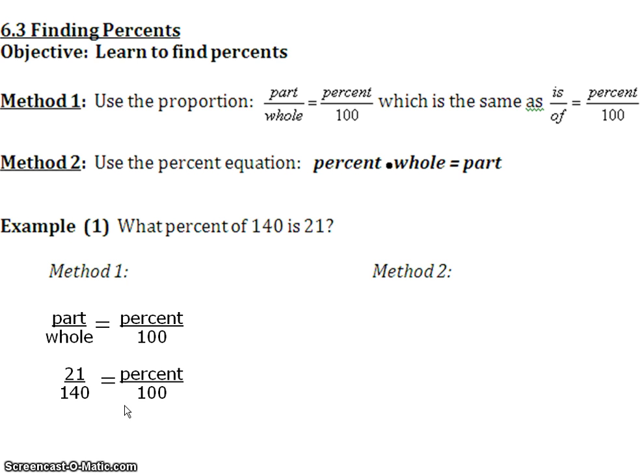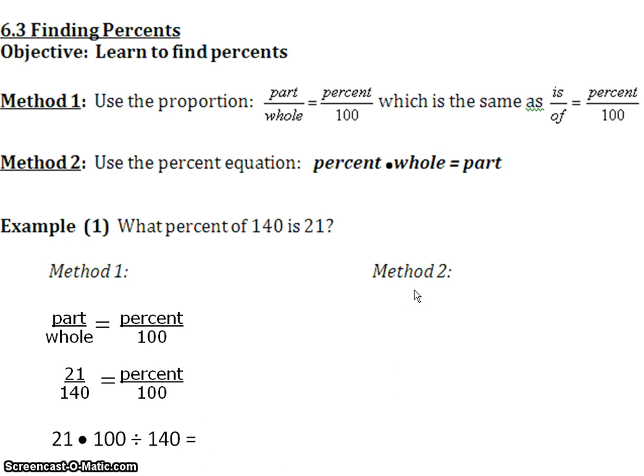Solving this proportion, we can use cross multiplication and division. The two numbers that are crisscross from each other are 21 and 100. So we can have 21 times 100 cross multiply and divide. The only number left to divide by is 140. So 21 times 100 divided by 140. Please calculate that and write your answer here.